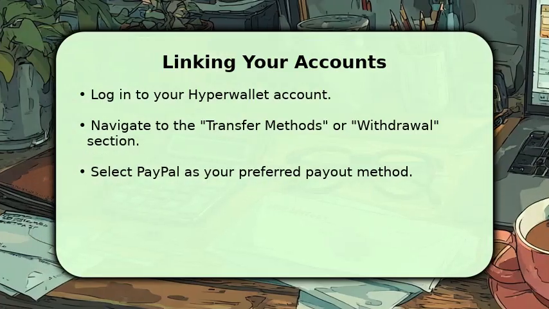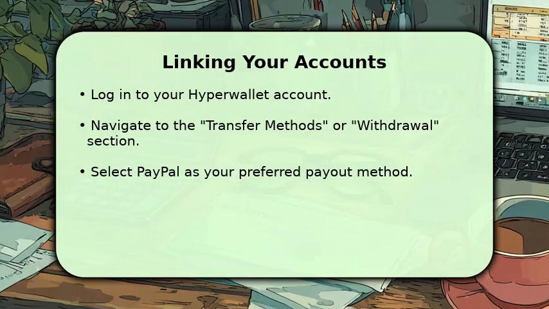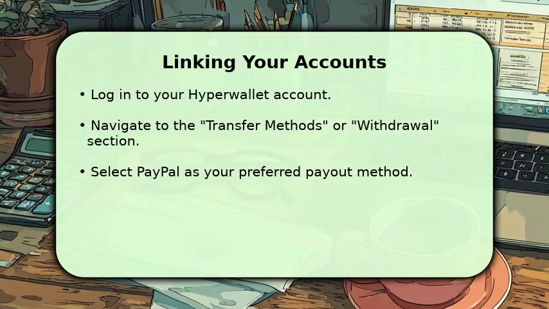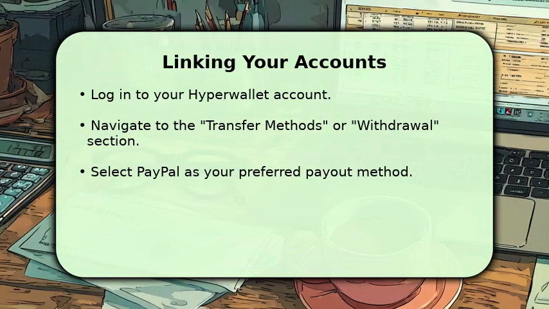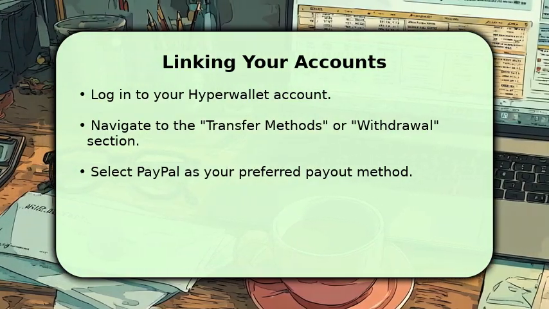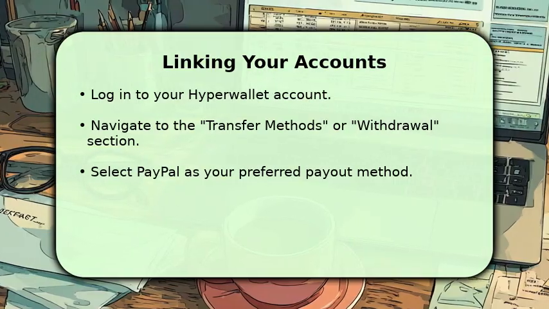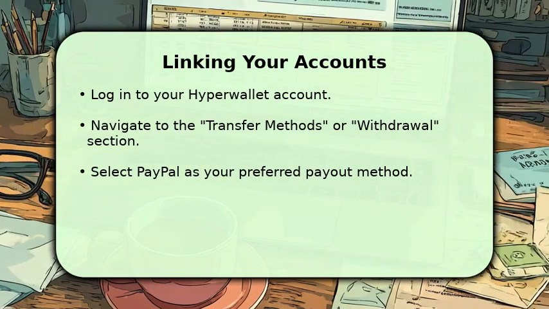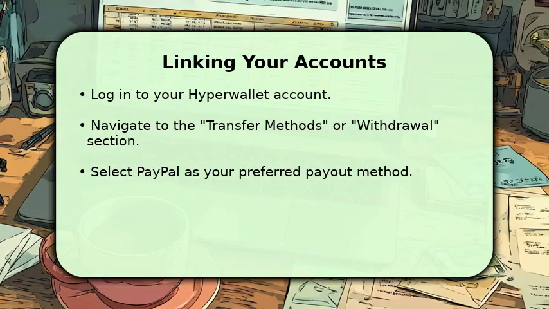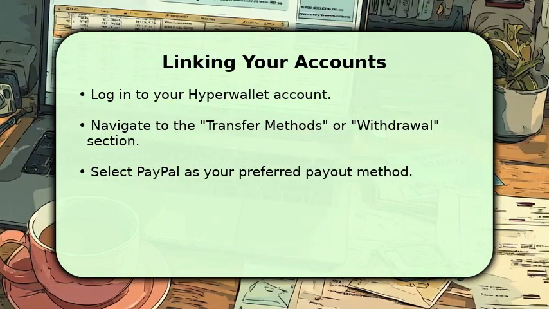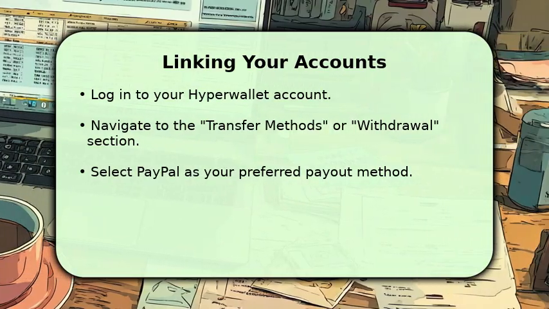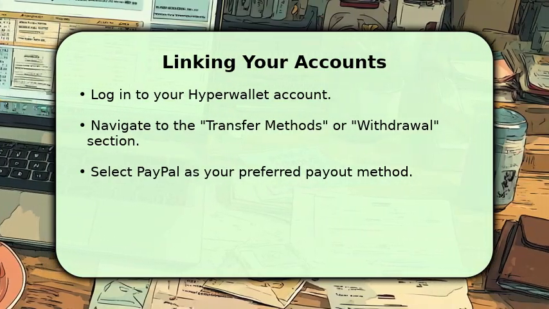To begin linking your accounts, log into your Hyperwallet portal. Once inside, navigate to the Transfer Methods or Withdrawal section, typically found in your account settings. Here, you will select PayPal from the available payout options. Carefully enter your PayPal account details, including the email address associated with your PayPal account, ensuring accuracy to prevent any transfer issues. This step is crucial for a successful connection.